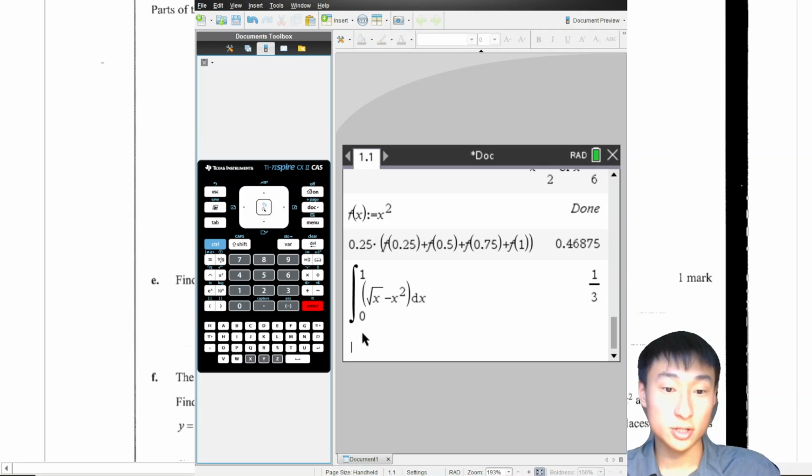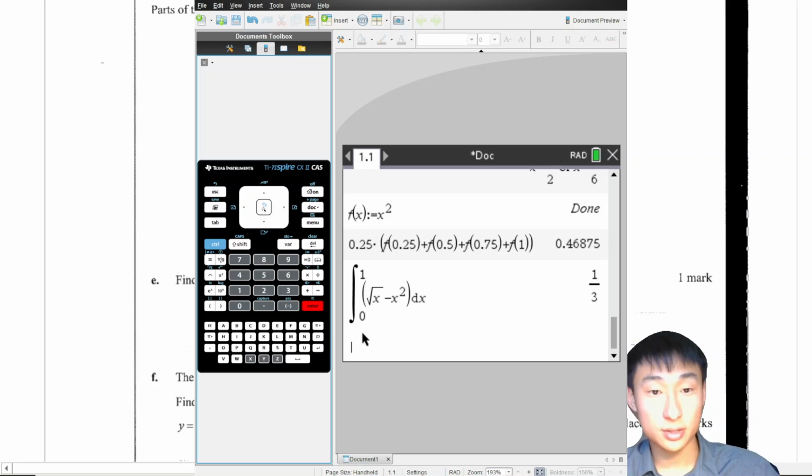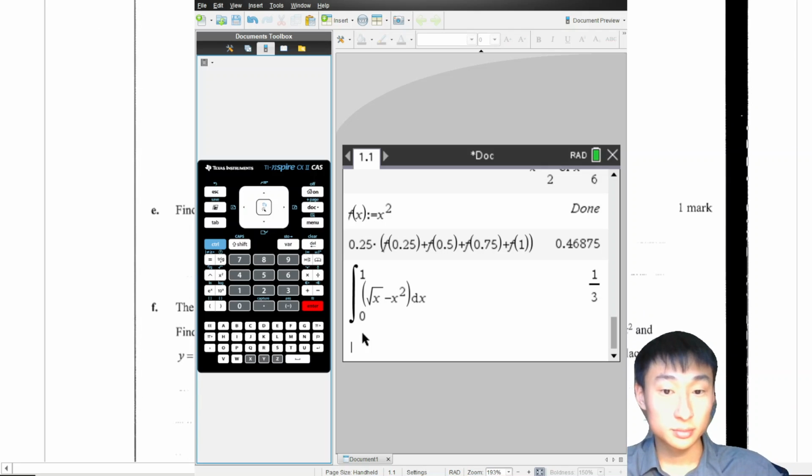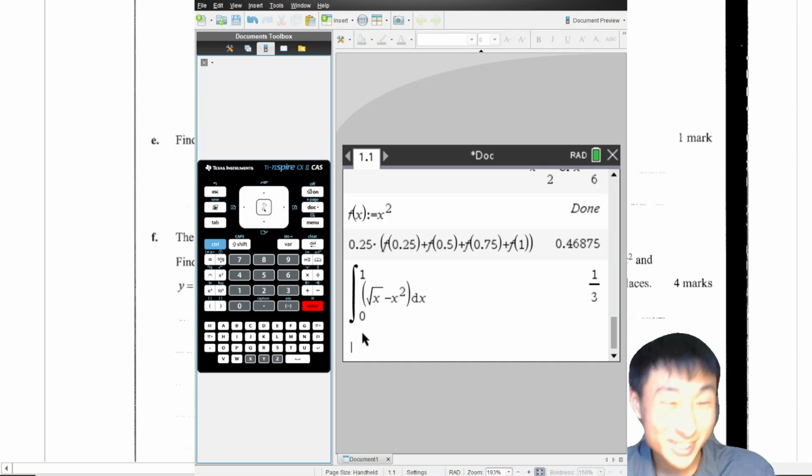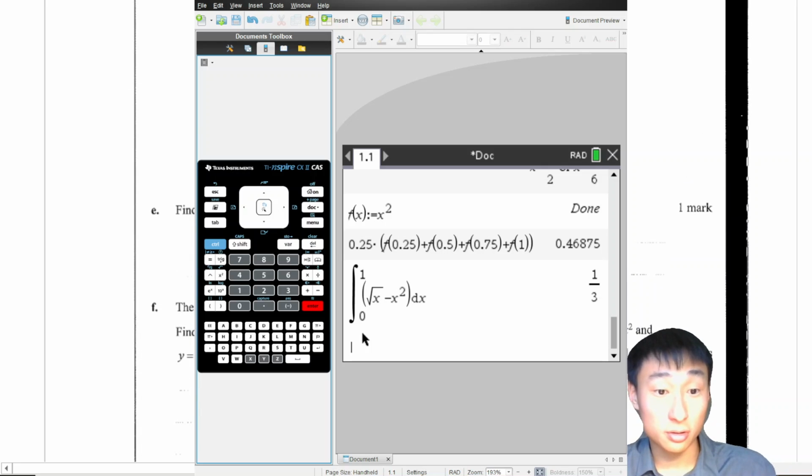The graph of y equals x squared is transformed to the graph of y equals ax squared, so that's a dilation factor a from the x-axis, where a is, okay, sure. Find the values of a such that the area defined by the regions bounded by the graph of y equals ax squared and y equals root x, and the lines x equals 0 and x equals a is equal to 1/3.